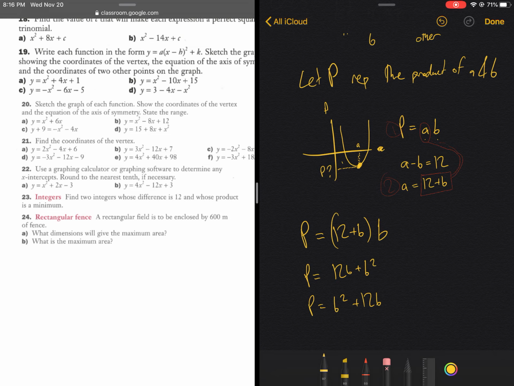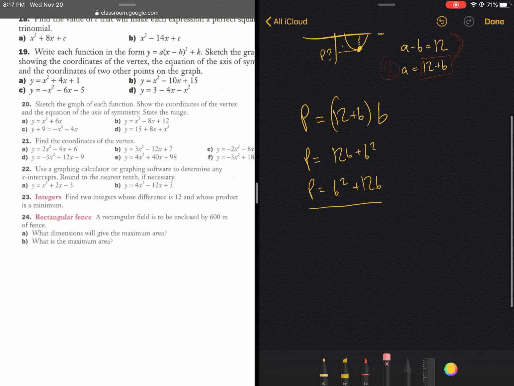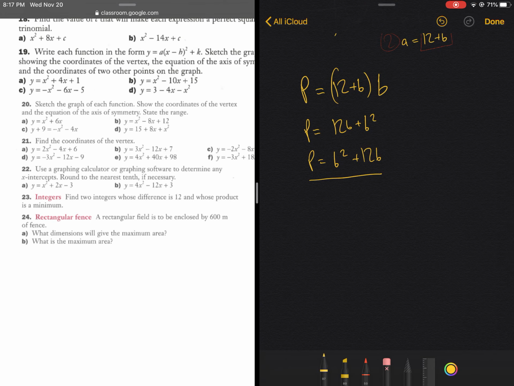Now, we have a quadratic formula. It does open upwards, but I don't know where the vertex is. So how do I find the vertex? I have to complete the square. So P equals B squared plus 12B. Divide 12 by 2. C equals 12 over 2 squared, which is 6 squared. C equals 36. So we have to add 36 and subtract 36.